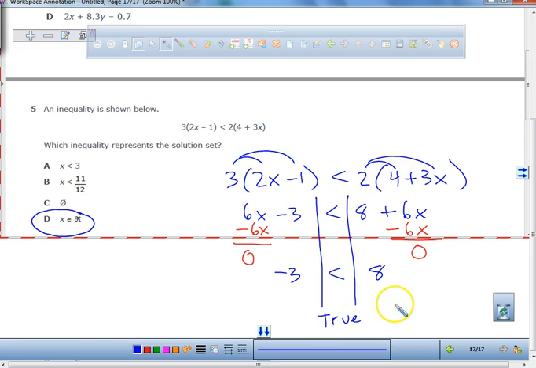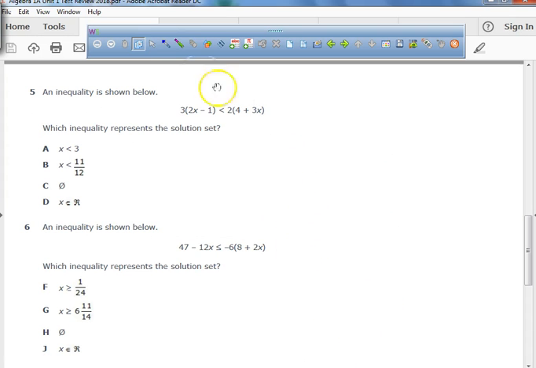If all the x's cancel out and it's not true, then the answer is a null set or an empty set where there is no answer. Okay? So sometimes the answer is going to be C, sometimes it's going to be D, if all the variables cancel out. Alright?